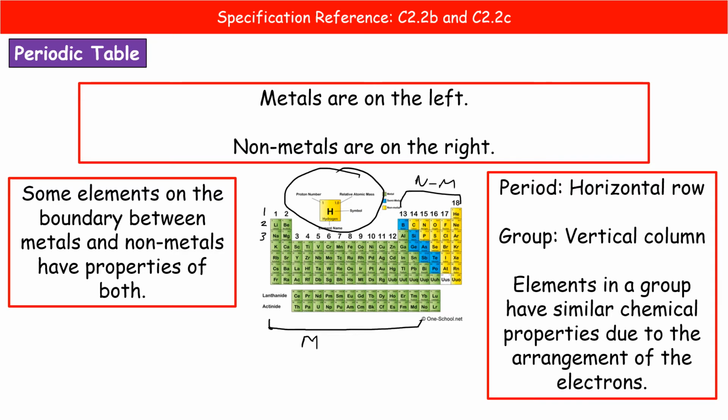The groups are the vertical columns, and when you look at the periodic table in your exam, you'll notice they've labelled some of these on there for you. So vertical columns are the groups, horizontal rows are the periods, and don't forget, any of the elements that are in the same group have similar chemical properties. If they ask you to explain why, it's because they have a similar arrangement of electrons, or you could say the same number of electrons in the outer shell.